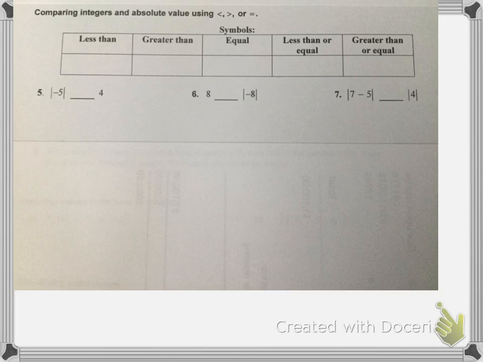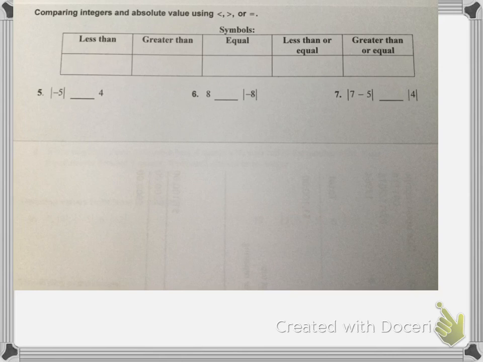5 and 4, and you would say 5 is greater than 4, and the alligator would eat the bigger number, right? Okay, well, we are not going to be talking about the alligator anymore because we are now big 7th graders. And we are going to use those symbols and know what each of those symbols are.